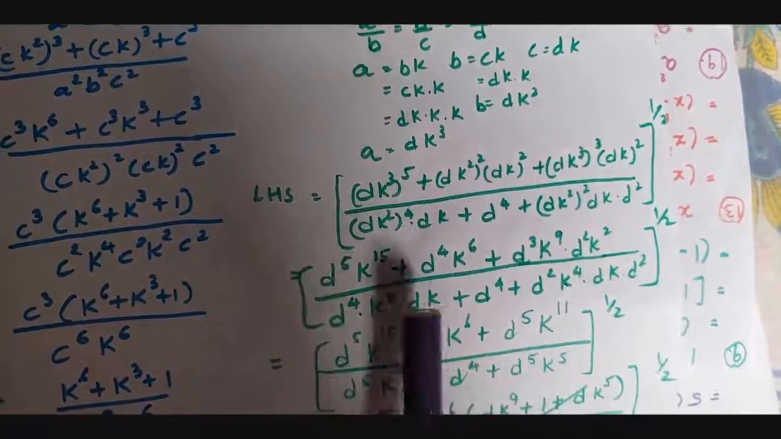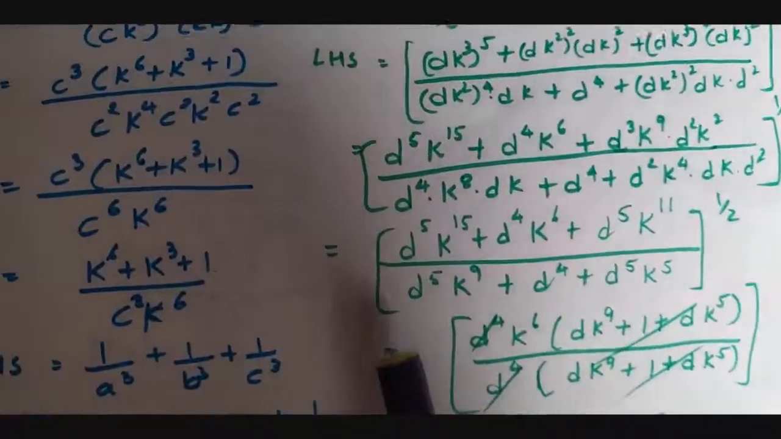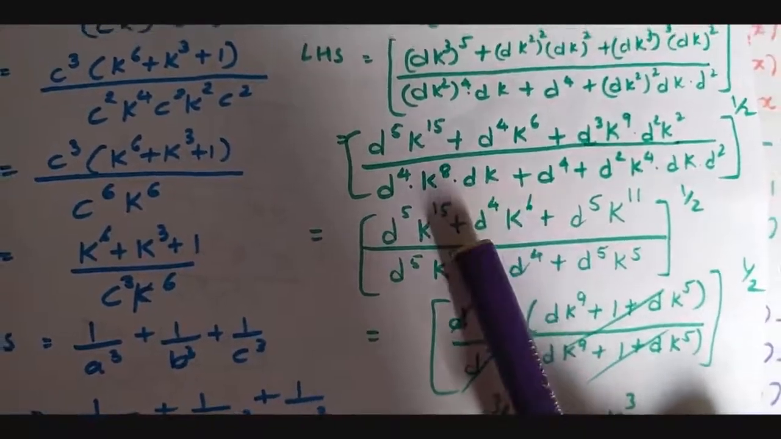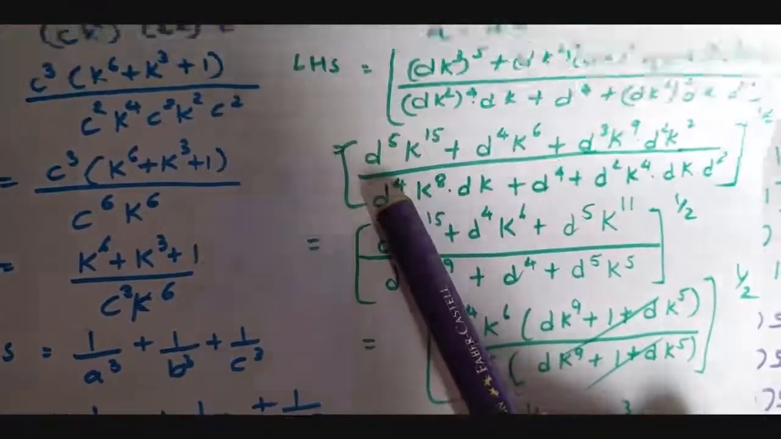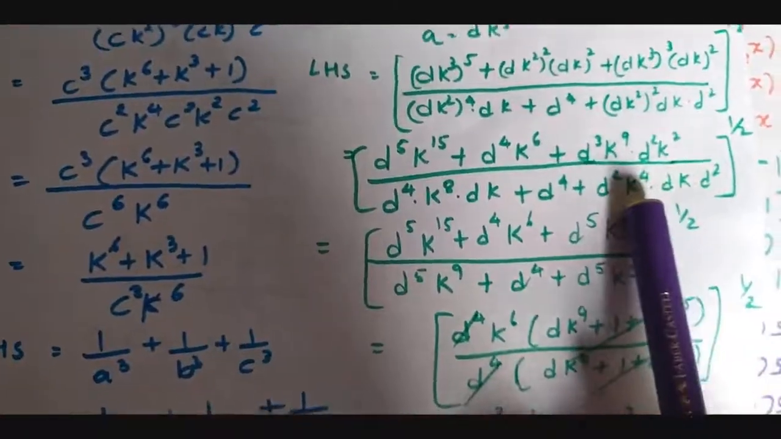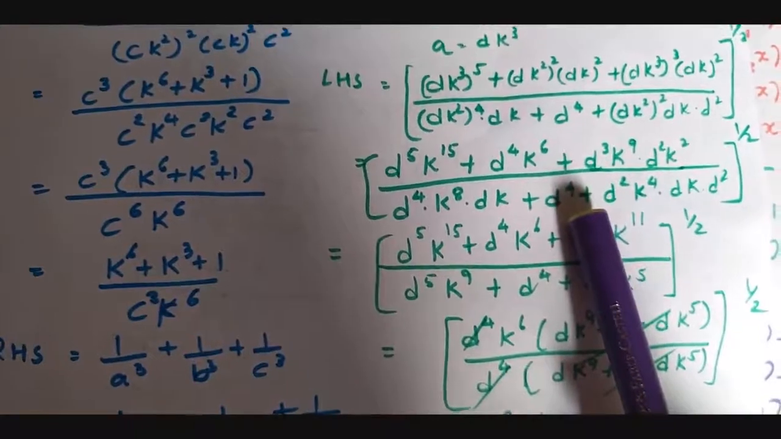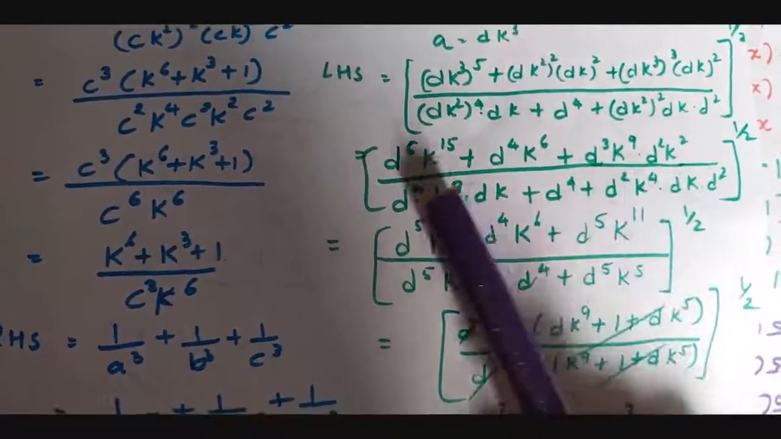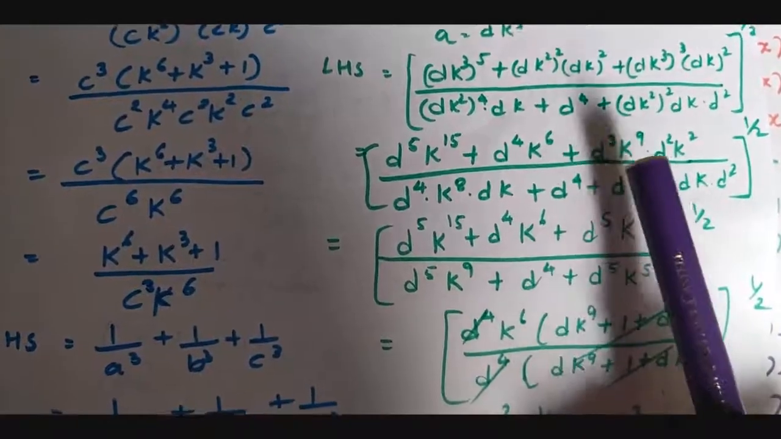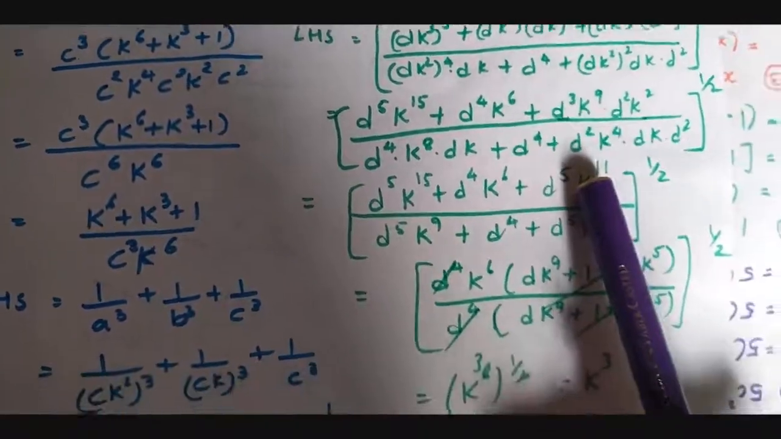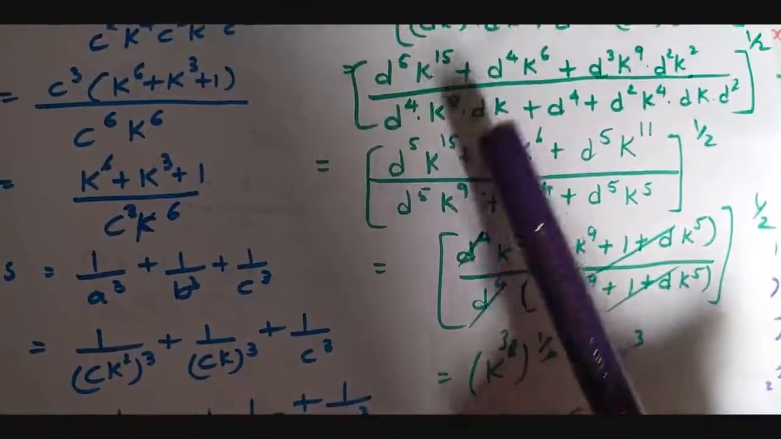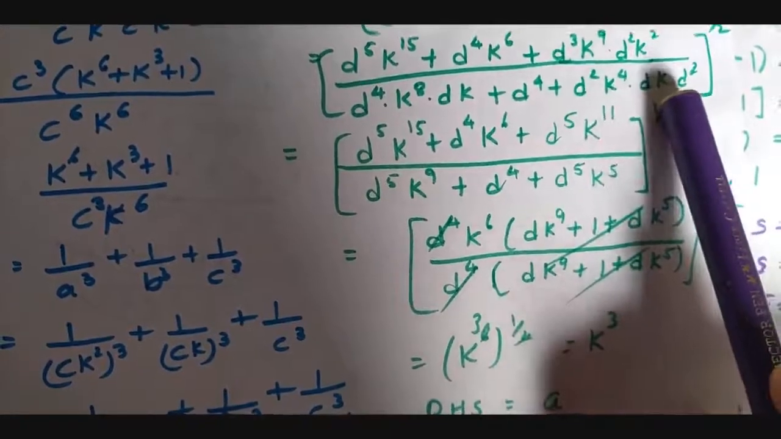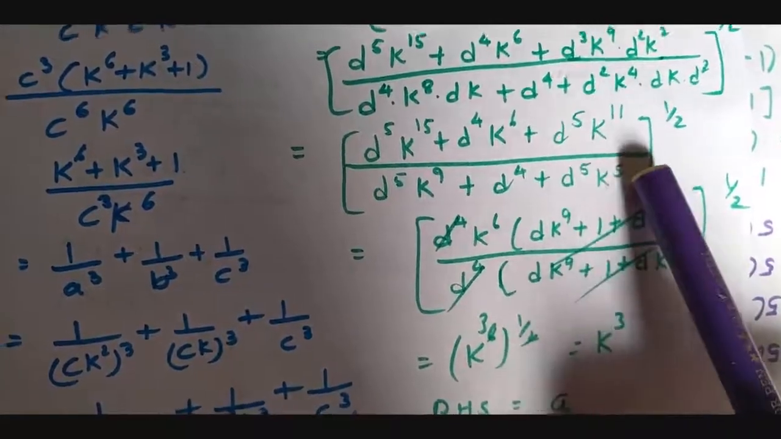Now in this type of question, students, you need to take very much care that there should be no mistakes in multiplication of powers and writing it. Otherwise you will not be left with the right answer. So please take care. Now here these two terms are already simplified. Now here D^5 K^11. Denominator also D^5 K^9, D^4 as it is, D^2 plus 2 is 5, D^5 K^5.